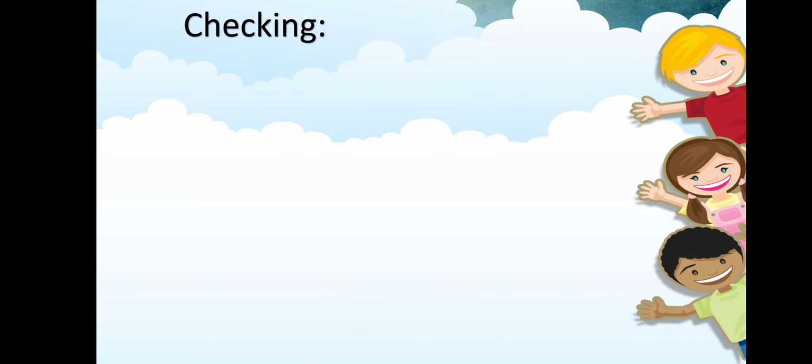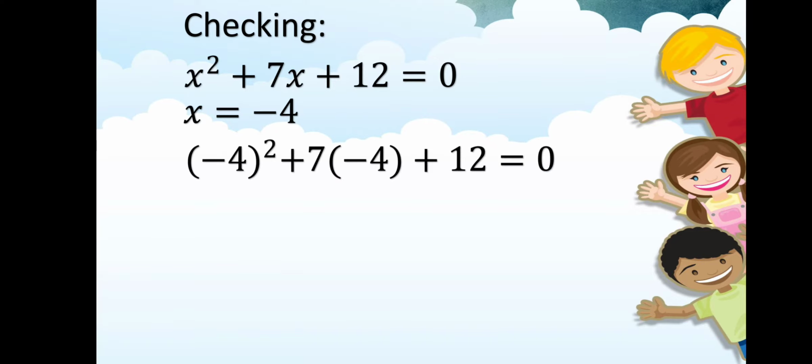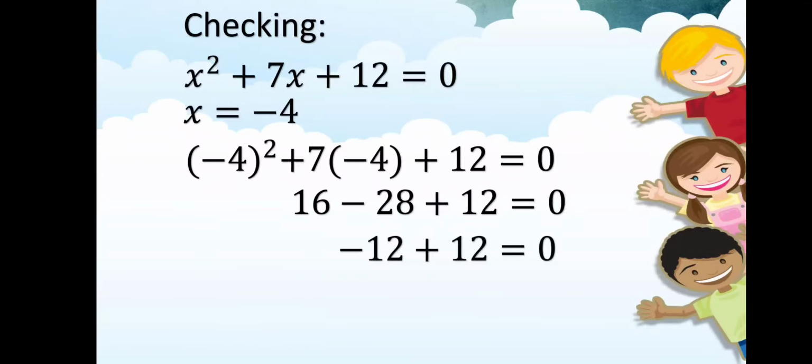Let's have the other one, which is negative 4. We'll have negative 4 squared plus 7 times negative 4 plus 12 is equal to 0. Simplifying that, we'll have 16 minus 28 plus 12 is equal to 0. Then negative 12 plus 12 is equal to 0. Finally, we have 0 is equal to 0. That means negative 4 is correct.